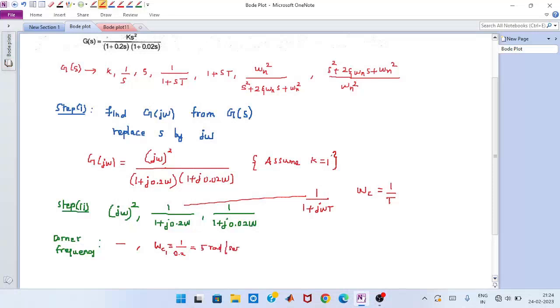I hope you are able to follow this. Similarly, for this term also you have to find the corner frequency. This is also the standard format of a first order system, so we can find it very easily. Omega c2 equal to 1 by T2. Here T2 is 0.02, so 1 divided by 0.02, and the value is 50 radians per second. So this is how we find the corner frequency. This is step number 2.